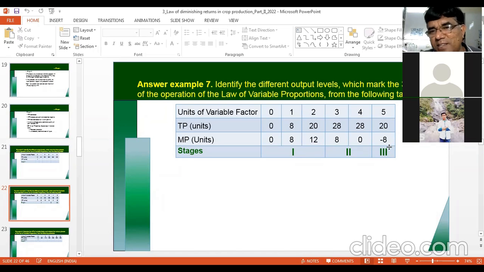And now see stage 3, where your TP has fallen from 28, it has become 20. And your MP has become negative. From 0, it has become minus 8. Therefore, this is stage 3. So such kind of problems you may get in your quiz exam. If you are given TP and MP values, you will be asked to calculate the different stages 1, 2, and 3. And this numerical will make you understand this law better.